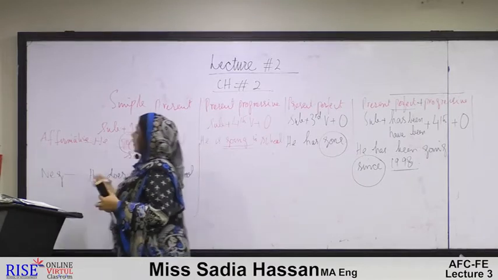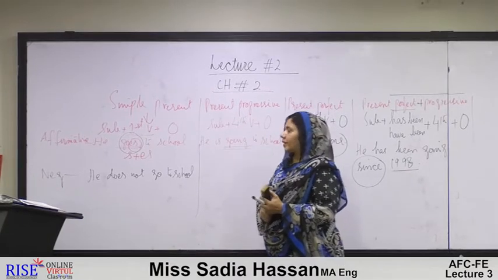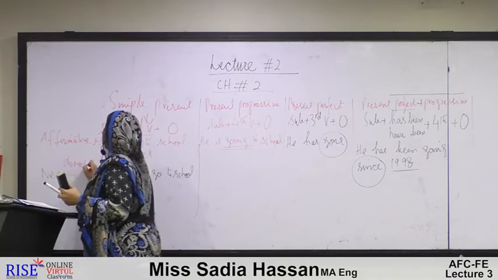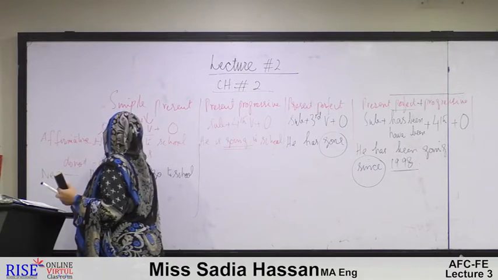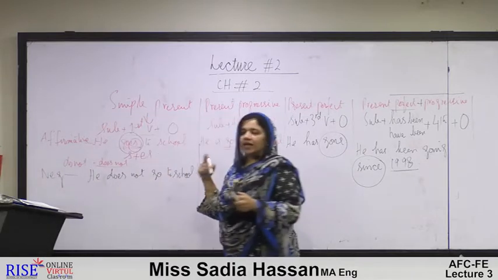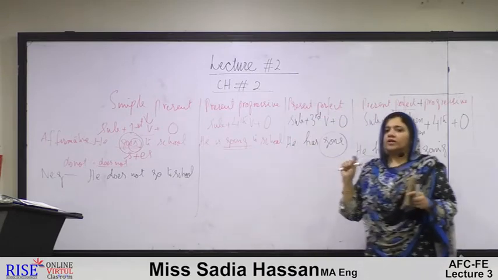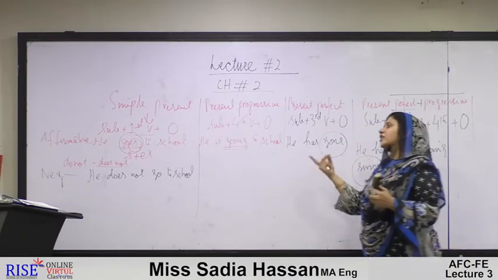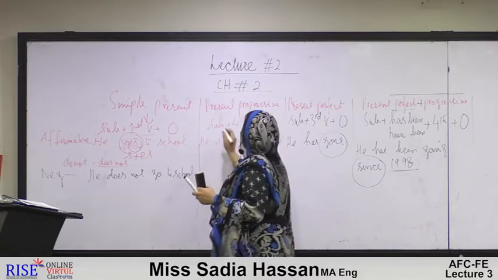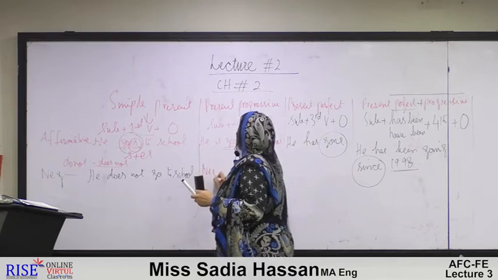Whenever we are going to use negative sentences, we'll be needing two helping verbs, that is, do not and does not. Again, does not is used for the singular noun and third person pronoun, and do not is used for the plural verb or the first form of the first person pronoun. Okay. Now we move on to present progressive, the negative construction of this tense.